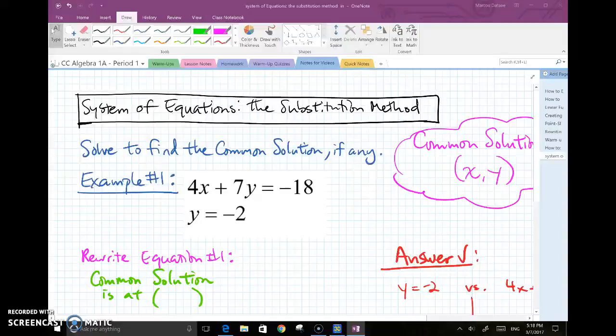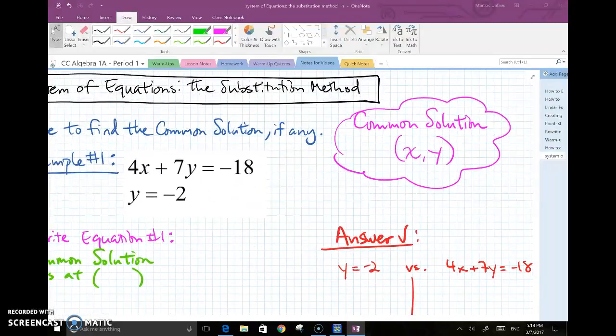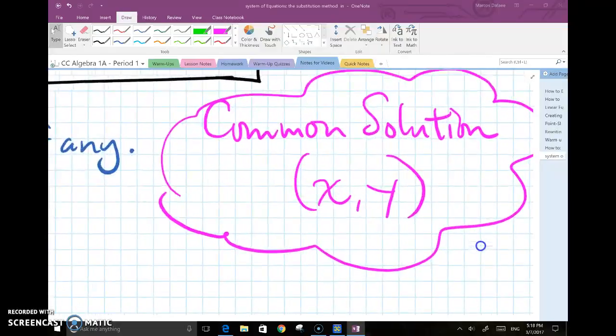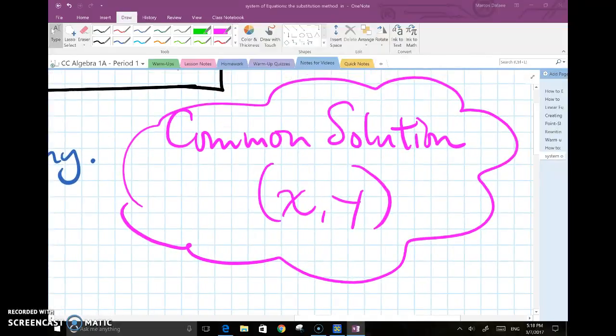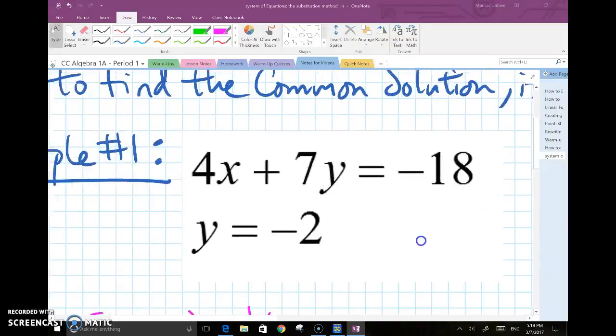In this one, we will talk about how to solve a system of equations using the substitution method. Remember that if you get an answer involving a solution, what that means is that it's a common solution, and that will be in the form of an ordered pair, x comma y. And we'll see why later on, but let's go ahead and jump right into example one.